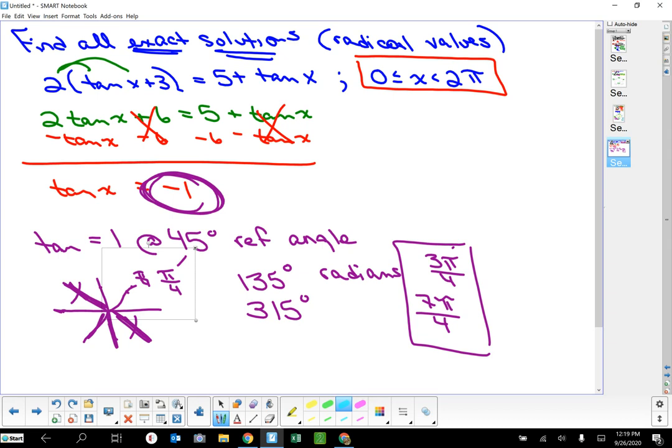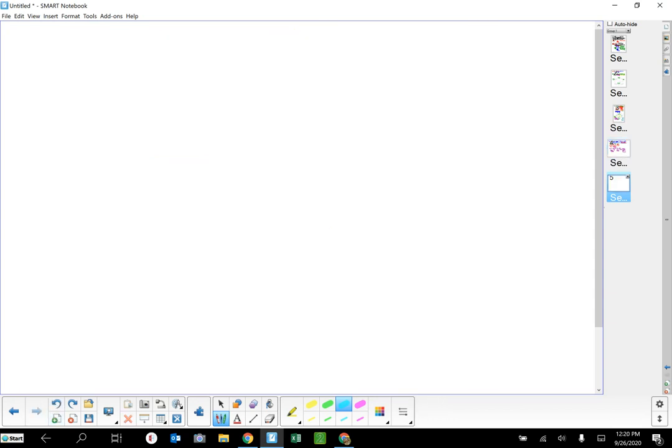I referenced your book here again. I wrote, see the book, and I put a page number. I don't know if you have page numbers in there. See the book, page 607.